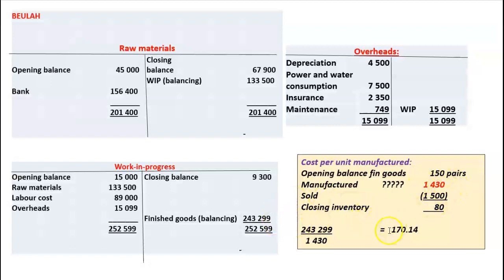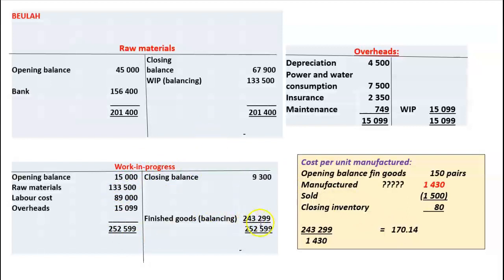If you want to work out, it's not required in this question, but you will see sometimes in a lot of questions you have to work it out in order to get a price per unit. In this question, it would have been our total manufacturing cost, 243,299, divided by the number of pairs of shoes that we've manufactured, 1,430, and that gives us a manufacturing cost per unit. Now, once we've completed the work in progress account, that is where the involvement of the factory stops.